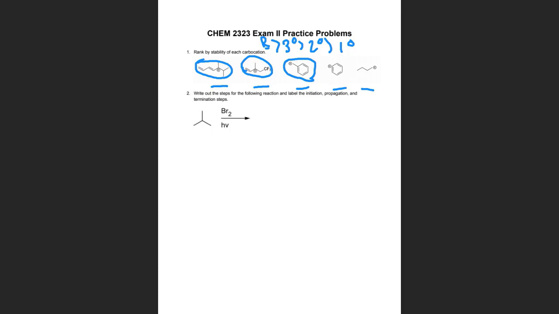And you are correct. So 3 is going to be the most stable. Even though we know 3 is a primary carbocation, because it's in a benzylic position, it's going to be really stabilized. Even more so than this one right here, because this is a tertiary carbocation, resonance stabilized. But even this is less stable than a benzylic position. So we have our 1 right there.